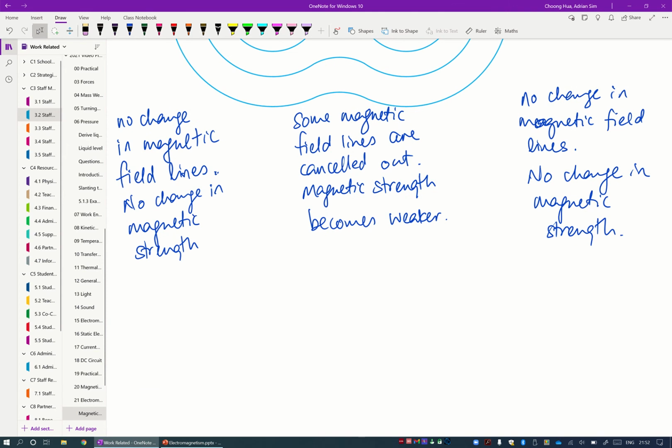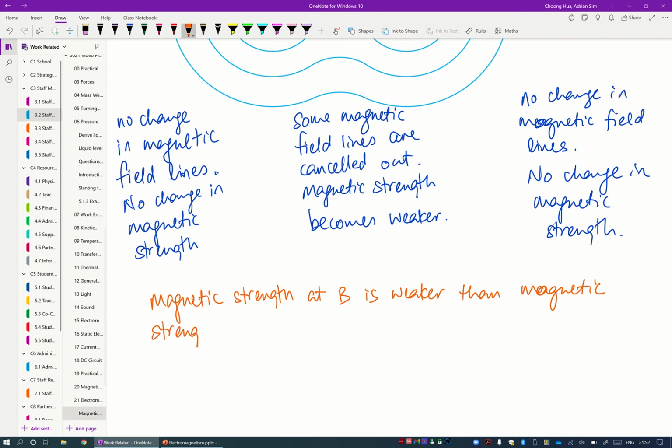Right, the strength becomes weaker, and therefore we say that magnetic strength at B is weaker than magnetic strength at A and C. Therefore, the two wires attract each other.